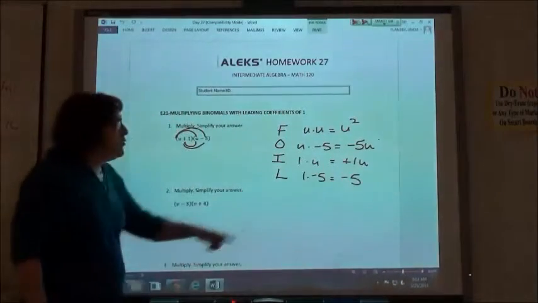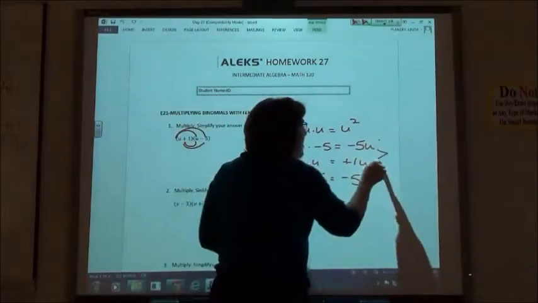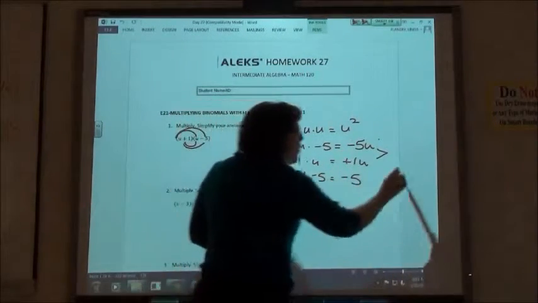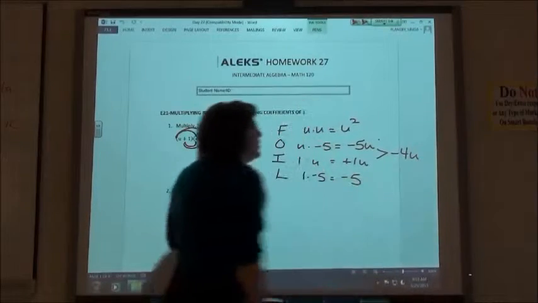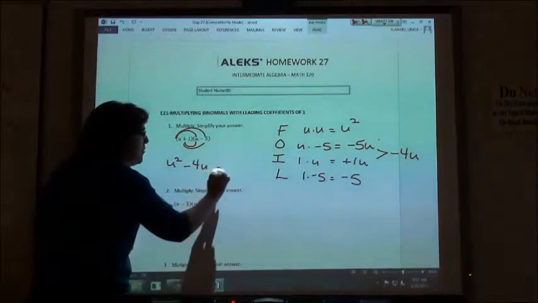When you FOIL it out, those two middle terms, the outside and the inside, are like terms. We can combine those. Negative 5 plus 1 is negative 4. So I have u squared minus 4u minus 5.